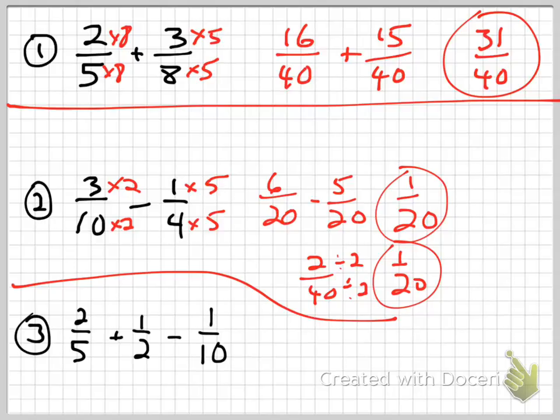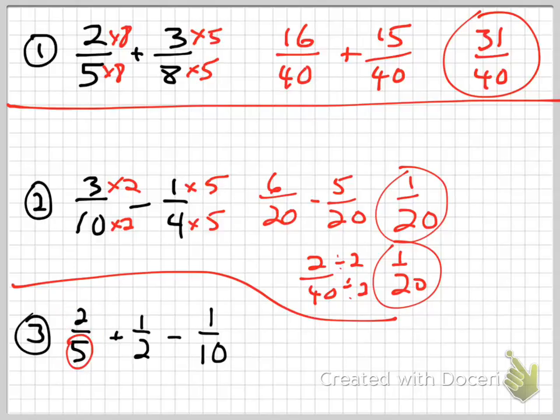The last one, some things you can do. Did you realize that in the end, you're going to have to find the least common multiple of all 3? Yes. You realize that, right? You will eventually have to find the least common multiple of all 3 in the end. What is the least common multiple of 5, 2, and 10? 10. Right?